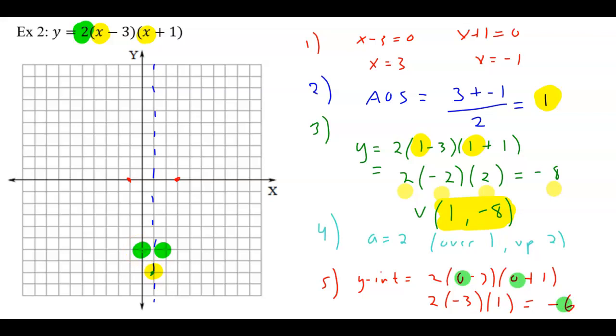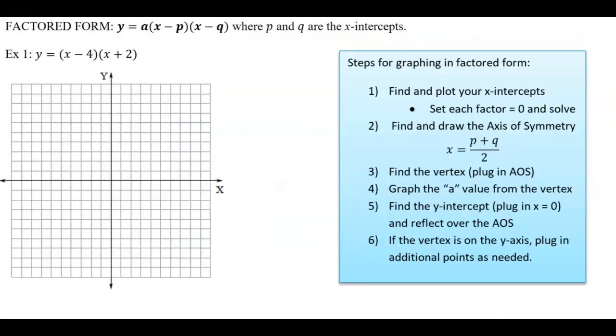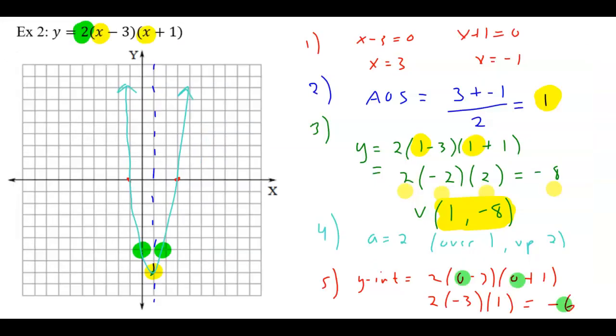Okay, so there's our 5 points. That's enough information to go ahead and draw your parabola. So connect all of these. You can see it's a little bit skinnier. It was stretched by an a value of 2, so it's a little bit skinnier than our last one that was just a normal a value of 1. And then the last step we don't need to do here because we already have our 5 points. So there's the answer to number 2.